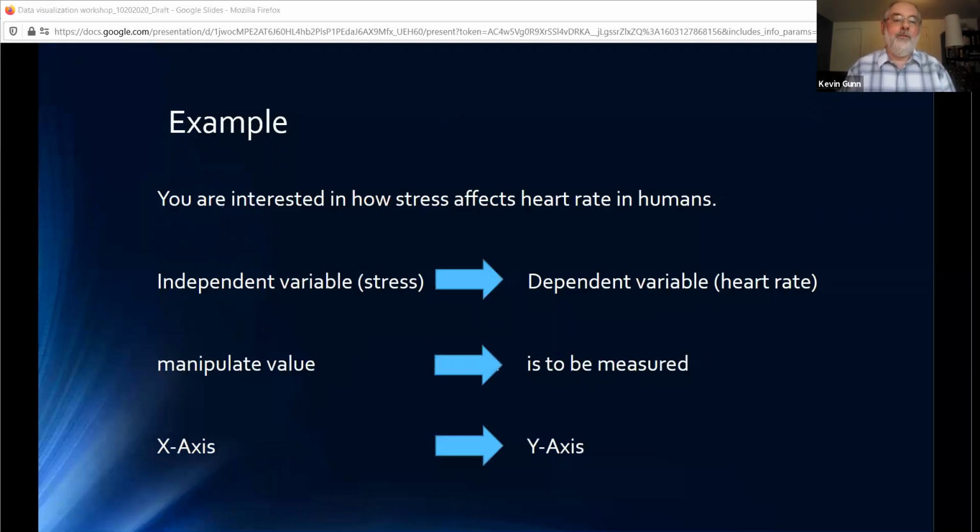So for a very simple example, if you're interested in how stress affects heart rate in humans, you would isolate your variables. In this case, the independent variable would be stress of a type, and the dependent variable would be your heart rate. You would manipulate the value and then measure whatever it is to be measured. And then you want to graph that on a simple graph with an x-axis, y-axis type thing.